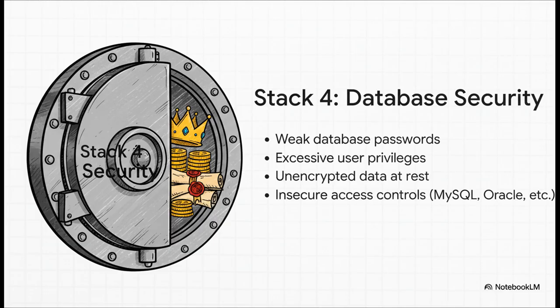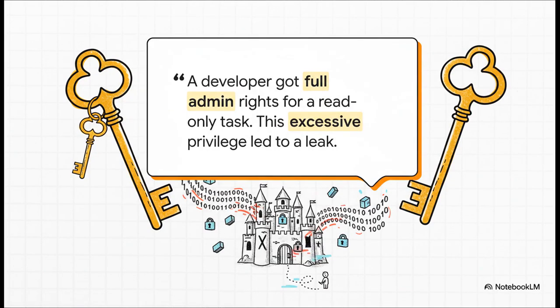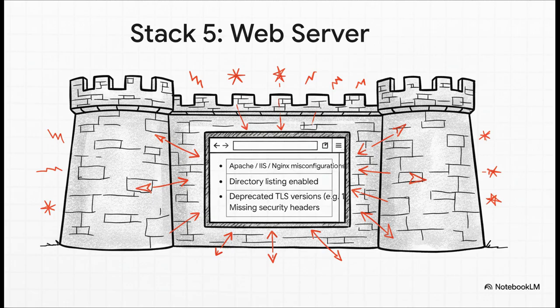Protecting this layer is all about controlling who can get into that vault, and crucially, what they're allowed to do once they're inside. And remember, security isn't just about stopping external hackers. In this situation, a developer just needed to read some data, but was accidentally given full admin rights. Because they had all that excessive power, one simple mistake led to a major data leak. It's the classic case of giving someone the keys to the entire kingdom when they only needed to visit one little room.